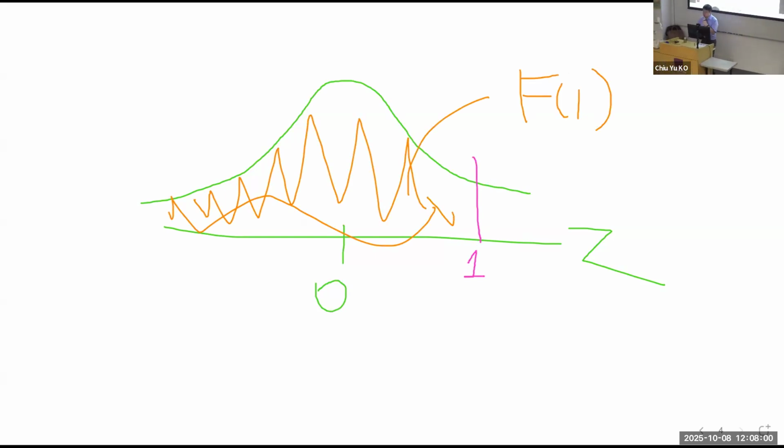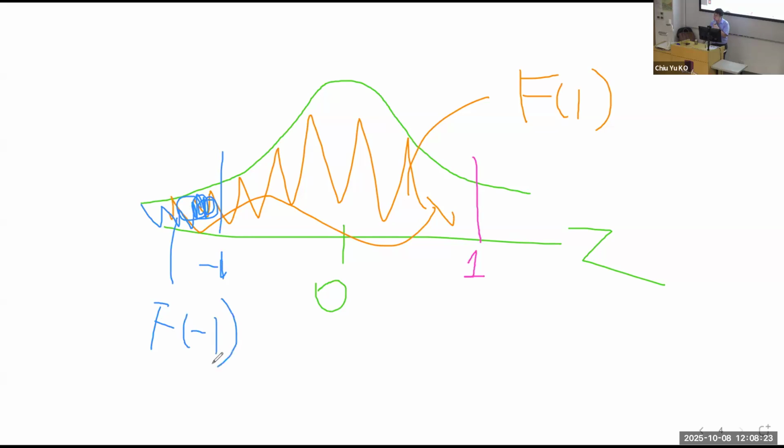The idea is to use symmetry. Suppose I have the number -1 here. I have the negative number table, so it means I have all the blue numbers, and I can find the blue number. This area is F of -1, which comes from your table. And this number, because of symmetry, is the same as this number.